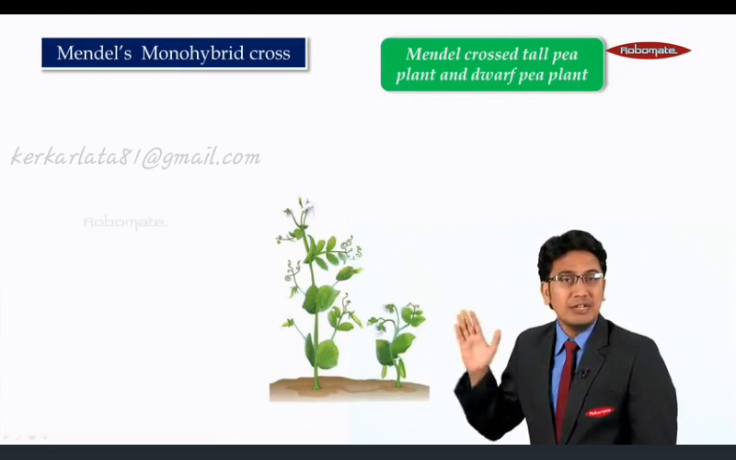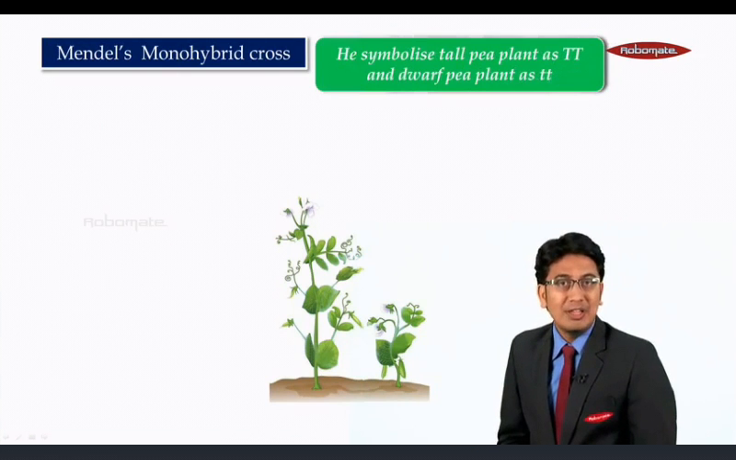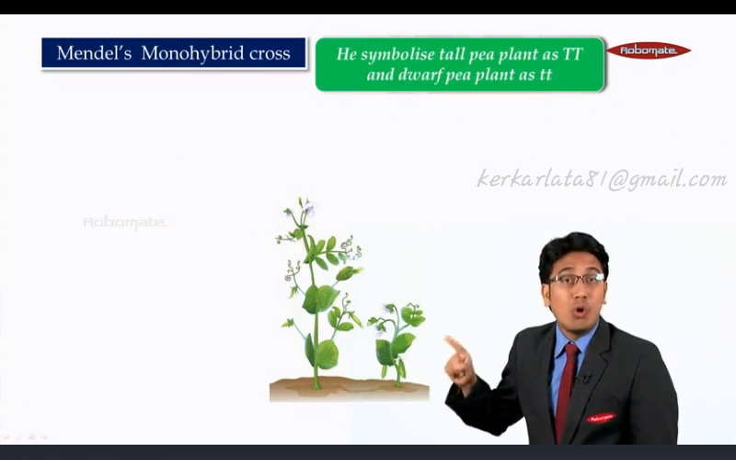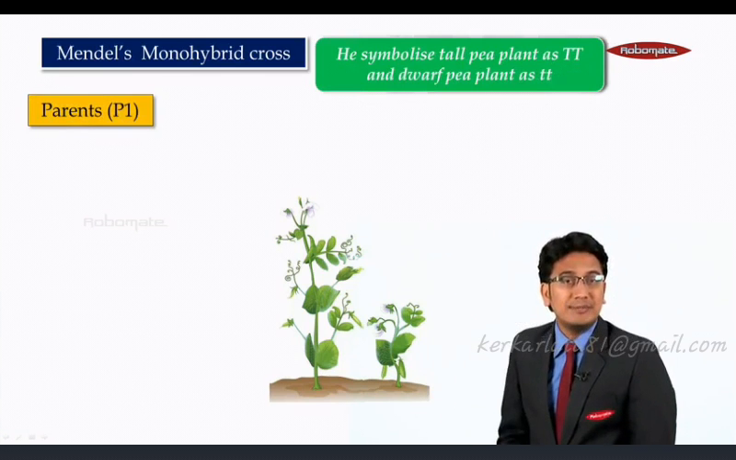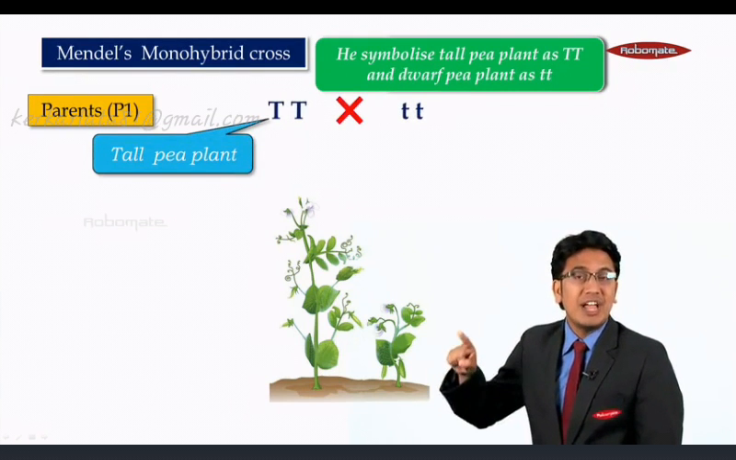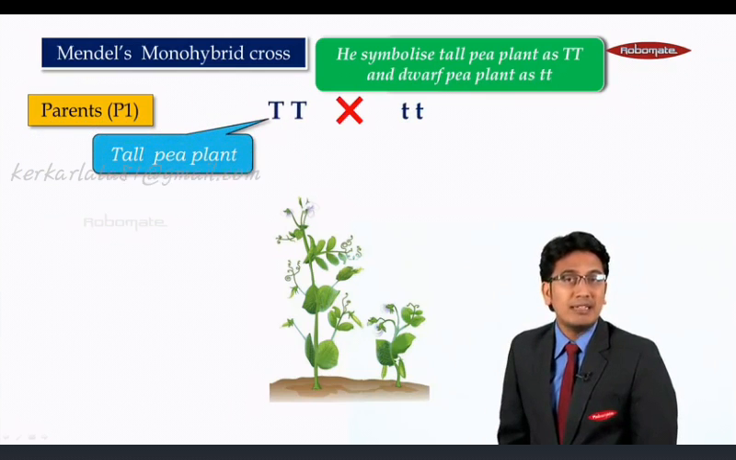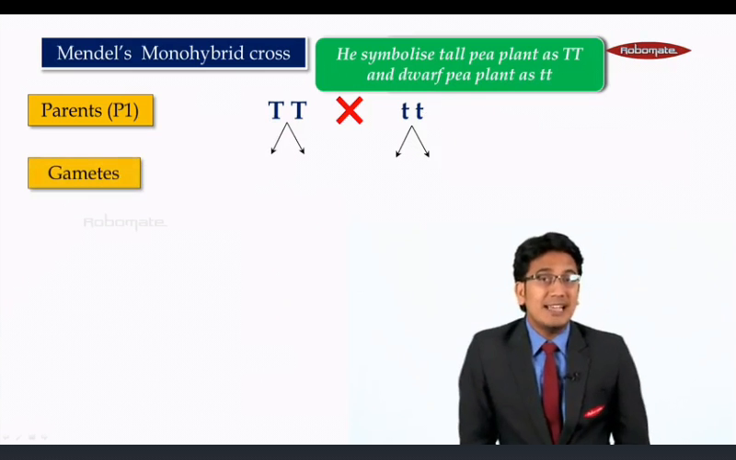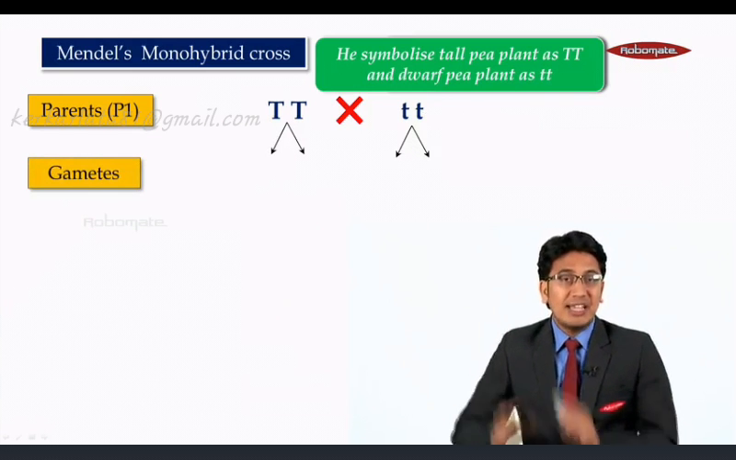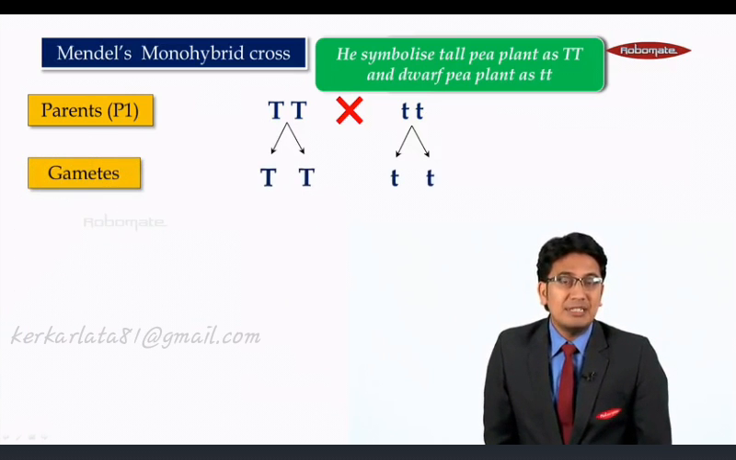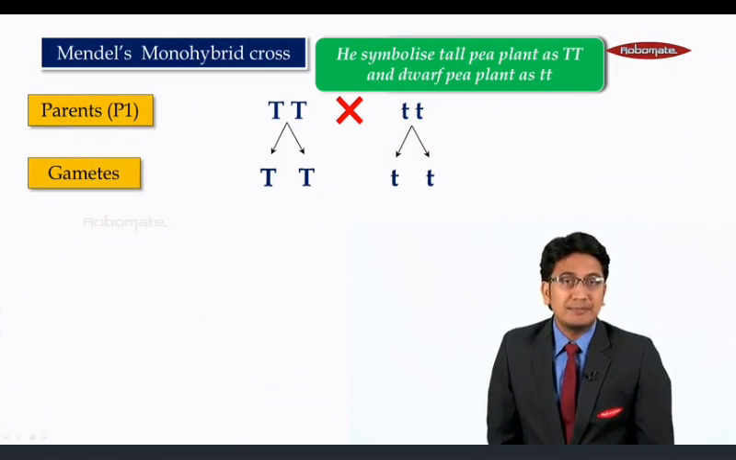Mendel crossed a tall plant and a dwarf pea plant, and he symbolizes the tall pea plant as a capital T and the dwarf pea plant as a small t. So he took them as parents, capital T, which is a gene for tall pea plant, and small t, which is a gene for dwarf pea plant. He said, first the gametes will be separated, the separation of gametes, capital T, small t, and then he made crosses.